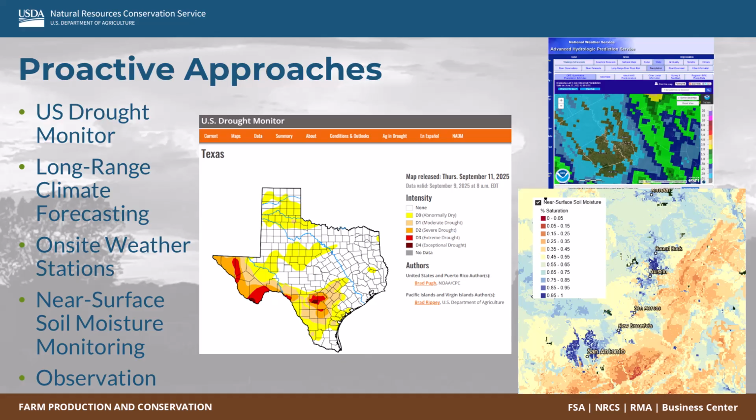You can also look for near surface soil moisture monitoring maps online. It shows you what the moisture level is in a given area. And then probably the biggest and best thing you can do is just observe. How is your land responding to moisture or lack thereof? Just daily observation out there on the property.